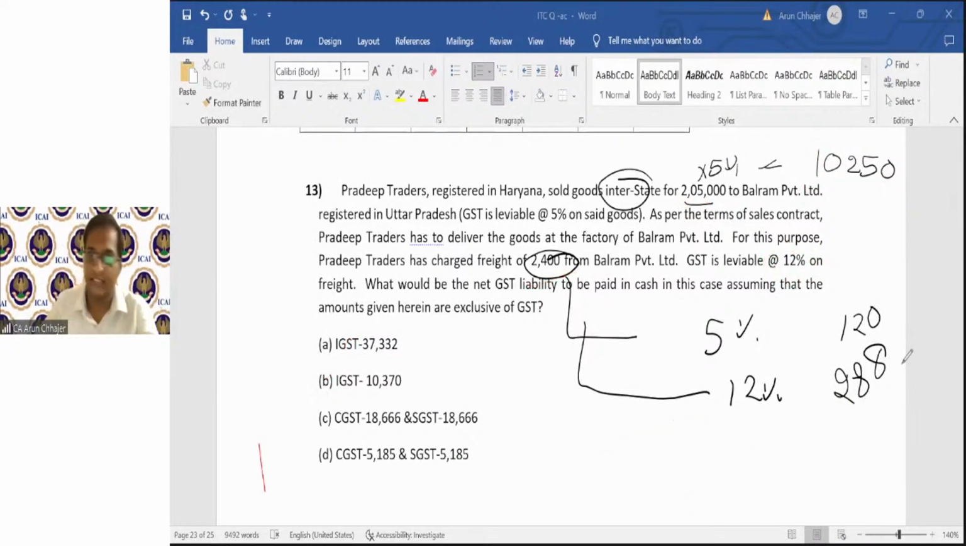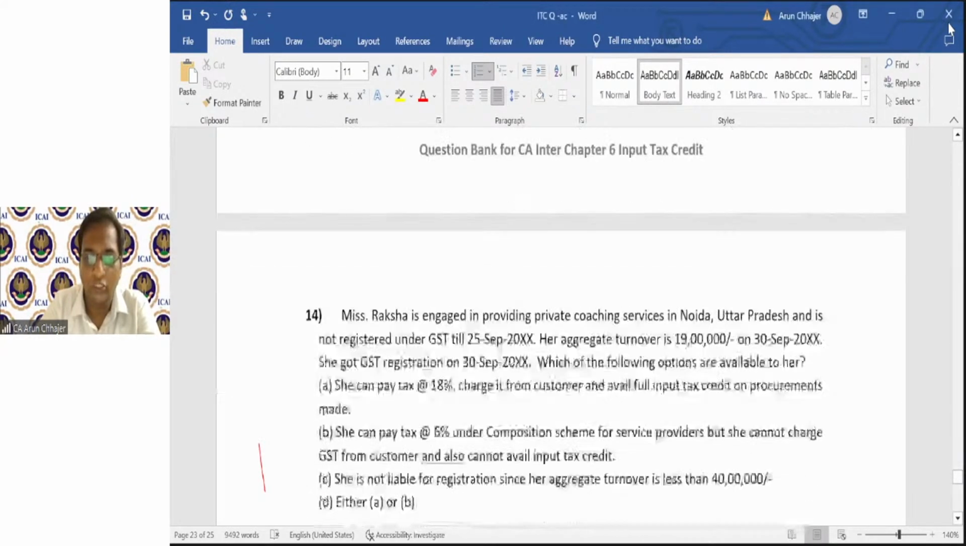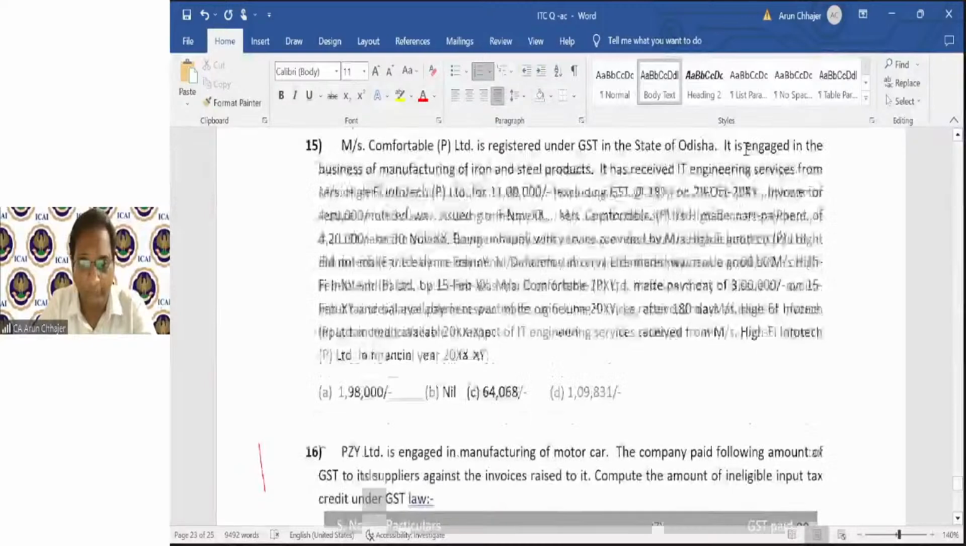Question 14 एक बार skip करते हैं, ठीक है. क्वेश्चन नंबर 15 पे आते हैं हम लोग.